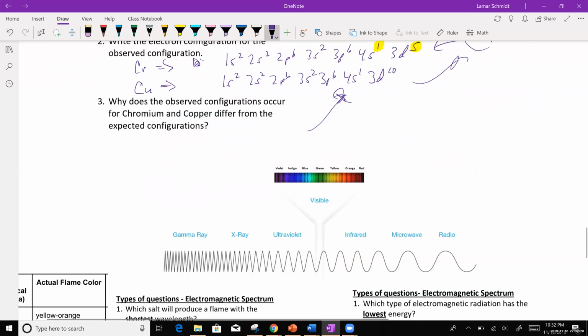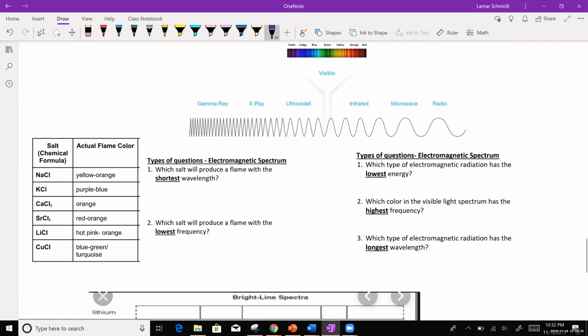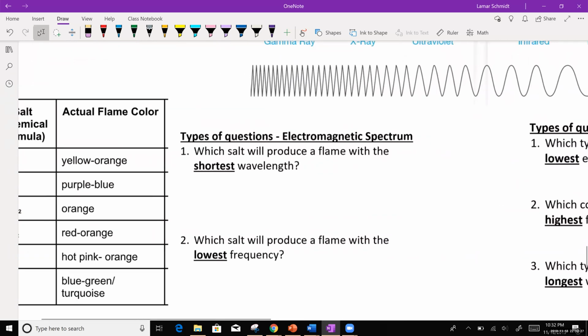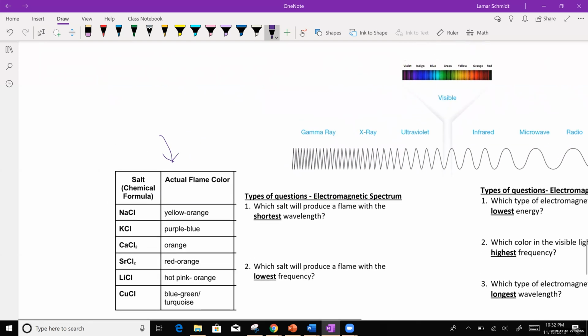Okay, and then, well, maybe it's not the last, we have a couple more in here. These are the types of questions. So here you have this chart, and it talks about sodium chloride, potassium chloride, calcium chloride, strontium chloride, lithium chloride, copper chloride, and copper 1 chloride in particular. This should be familiar to you because this is what we did in our lab. It says which salt will produce a flame with the shortest wavelength. So what you're really looking at here is the color.